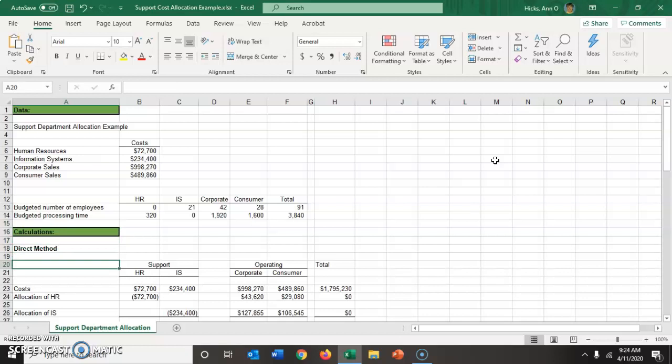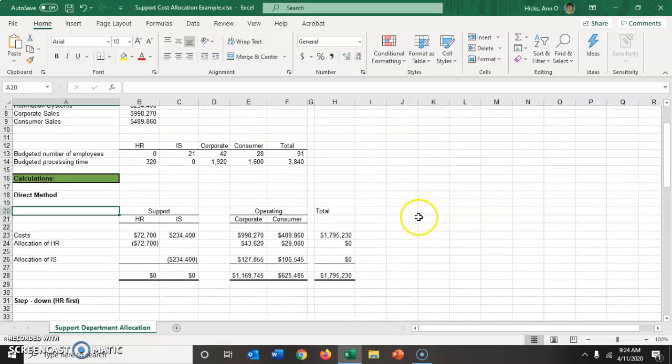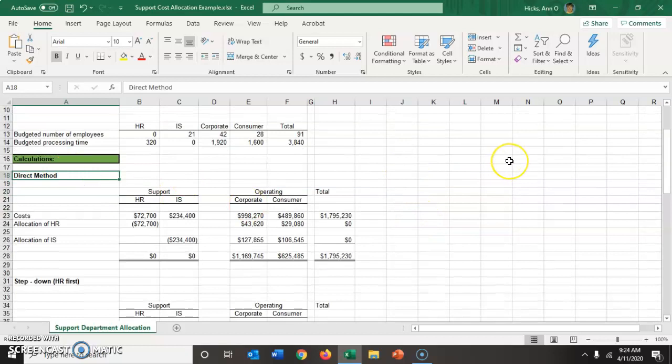So there's three approaches that I want to walk through. The first one is probably the most straightforward. It's called the direct method. And what it does is it says we're going to take human resources and information systems each and allocate them to the corporate and consumer departments and completely ignore the fact that they may actually provide services for each other. So information systems has employees and human resources requires information systems time, but we're ignoring that.